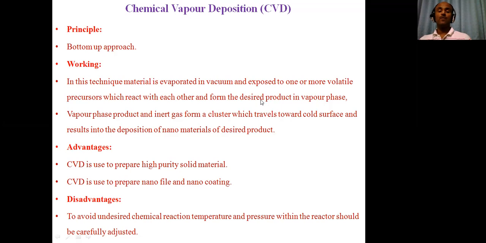While in the physical vapor deposition method, we are directly provided with the material and only the evaporation of that material into the vacuum leads to the formation of nanomaterial. So this is the difference between physical vapor deposition methods and chemical vapor deposition methods.